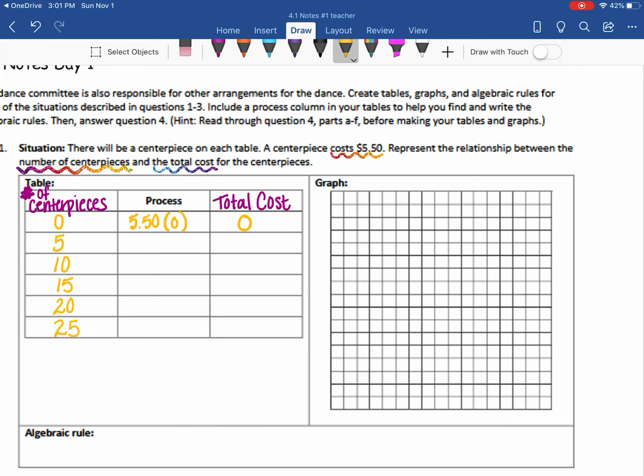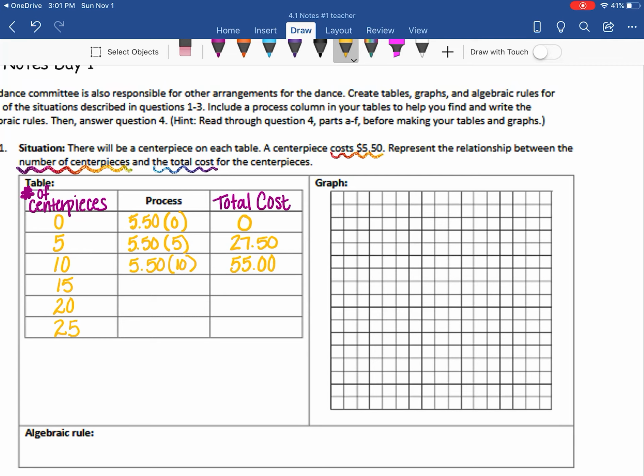Okay. Well, what if I'm purchasing 5 centerpieces? If I'm purchasing 5 centerpieces, then I'm going to take my $5.50 and I'm going to multiply it by 5. Okay, when I multiply $5.50 times 5, I get $27.50. Okay, what about 10? Okay, if I multiply $5.50 times 10, that gives me $55.